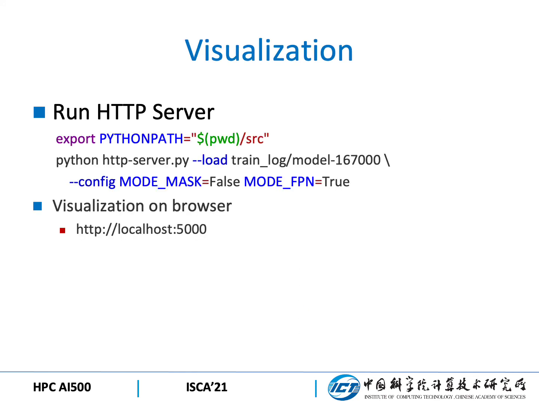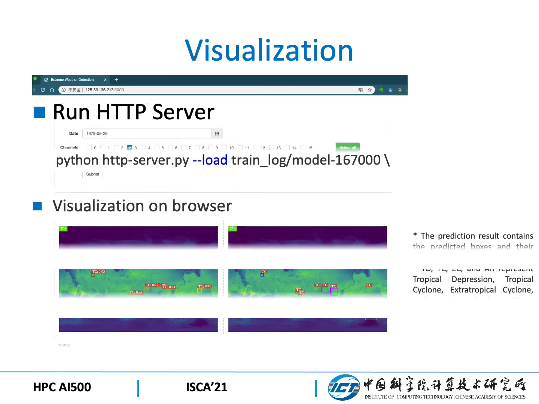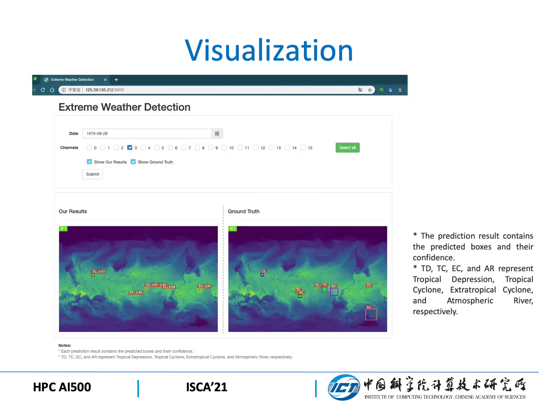Finally, I introduce the visualization. We provide a visual interface to display the training results. It can be started by the Python script displayed on the slide. As you can see in this figure, TD, TC, EC, and AR represent the 4 extreme weather patterns just mentioned.